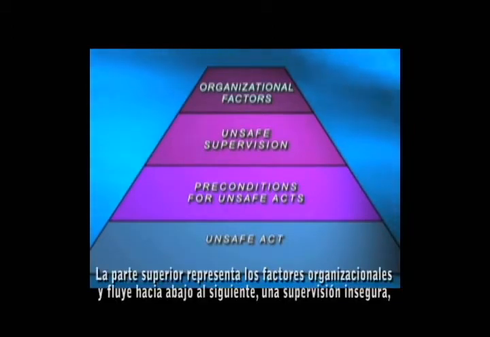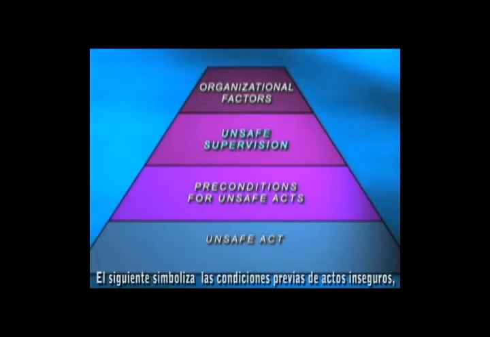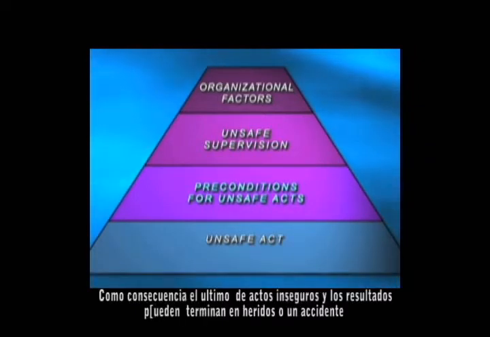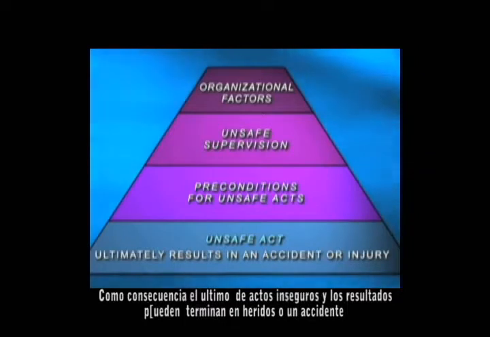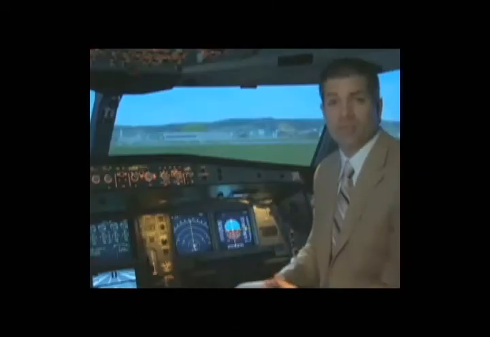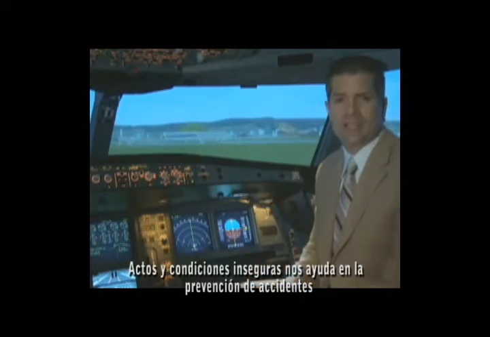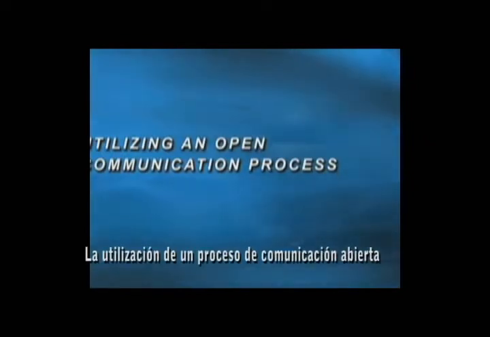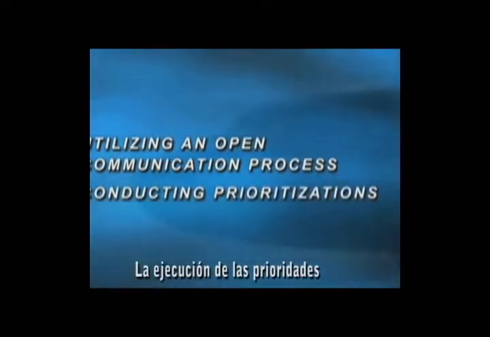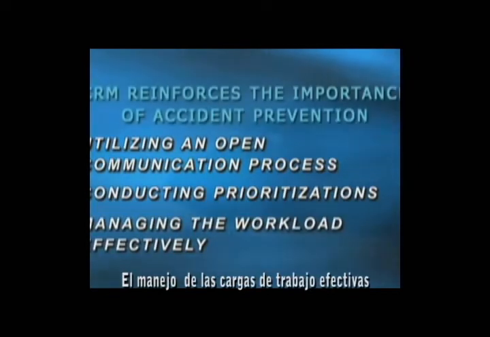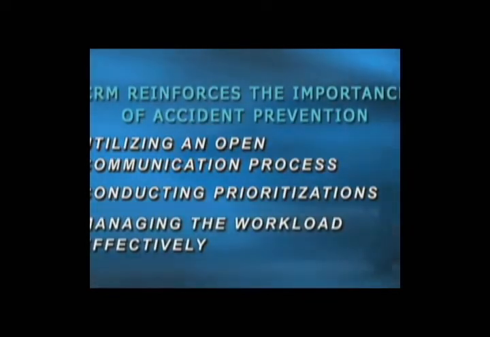The top tier represents organizational factors and then flows down to the next tier of unsafe supervision. The next tier symbolizes preconditions for unsafe acts. Subsequently, the last or bottom tier is an unsafe act which ultimately results in an accident or injury. Simply put, crew resource management represents yet another layered tier under the preconditions for unsafe acts. Being able to recognize active and latent conditions helps in the prevention of an accident. By utilizing an open communication process, conducting prioritizations and managing the workload effectively, CRM reinforces the importance of accident prevention.